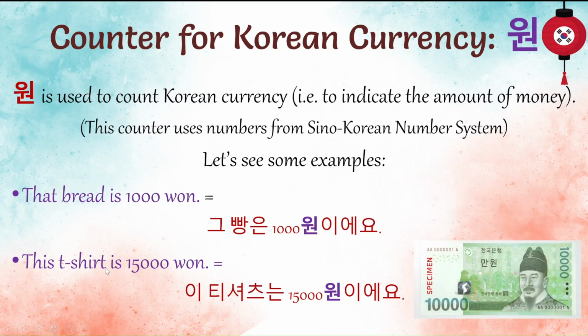Next example is, this t-shirt is 15,000 won. 이 티셔츠는 15,000원이에요. This is 이. T-shirt is 티셔츠. And 15,000 is 만 오천. And 원 is the counter to indicate the price. Again, we are using the verb 이다 over here. So it becomes 15,000원이에요. Right?